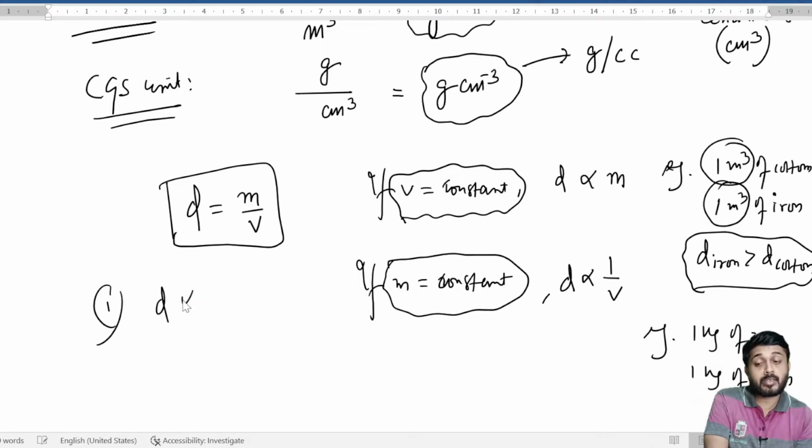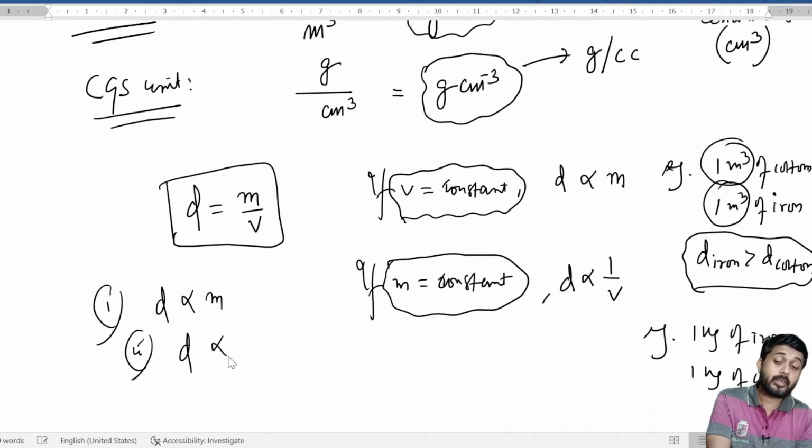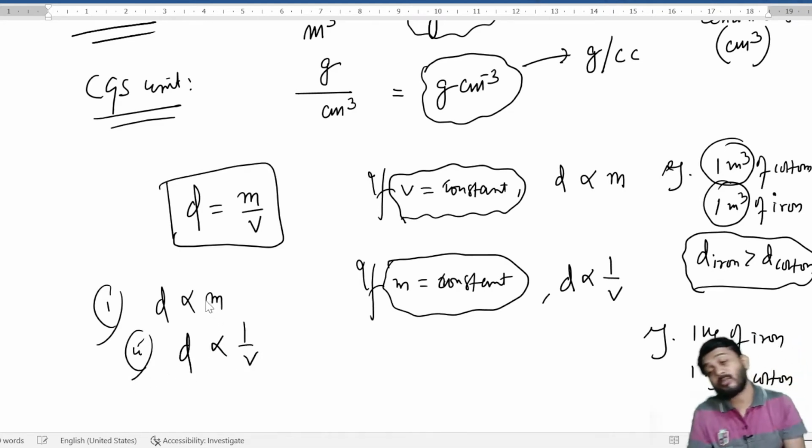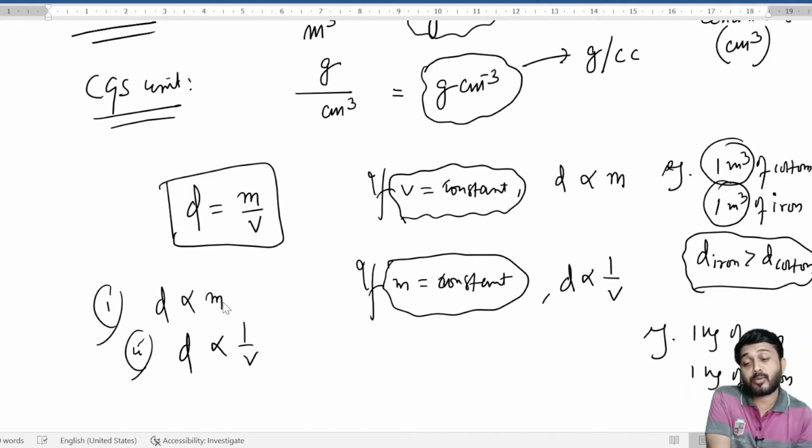First factor: density is directly proportional to the mass. Second factor: density is inversely proportional to the volume. Directly proportional means the more the mass, the more the density, and vice versa. If mass increases, then density also increases. If mass decreases, then the density also decreases. Second factor, density is inversely proportional to the volume. Inverse means the relation is reverse, the relation is opposite. When volume increases, then density decreases, and vice versa. These are the two factors of density.